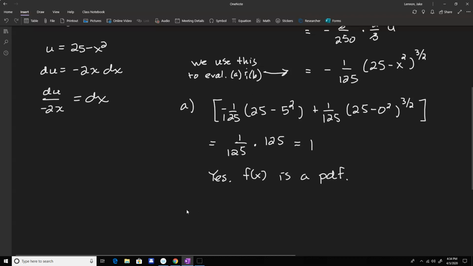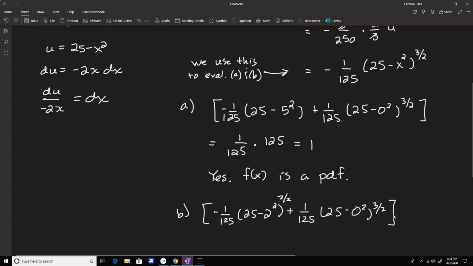So in B, again, we're just going to do the same thing there and plug in 0 to 2 instead. So basically our probability is going to be minus 1 over 125 times 25 minus 2 squared plus 1 over 125 times 25 minus 0 squared, up to the 3 over 2 power here and to the 3 over 2 power here.